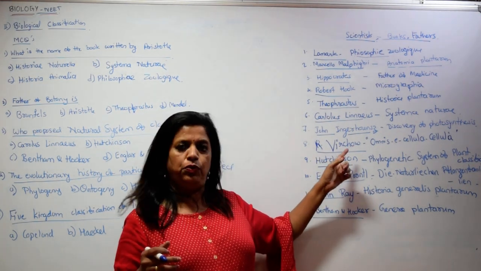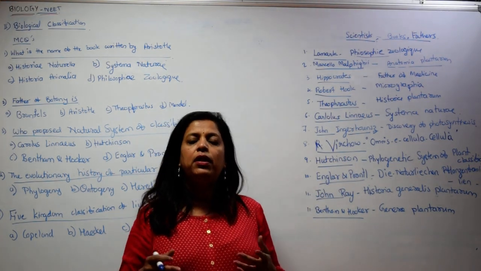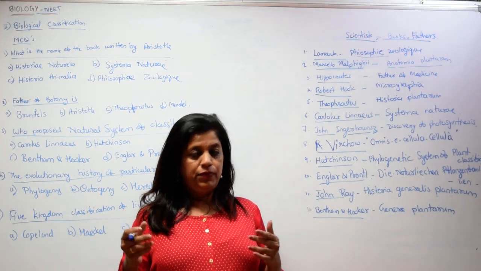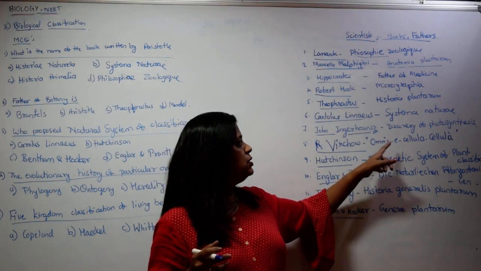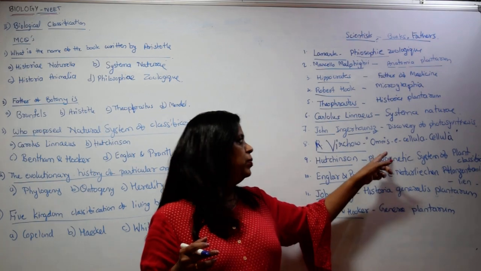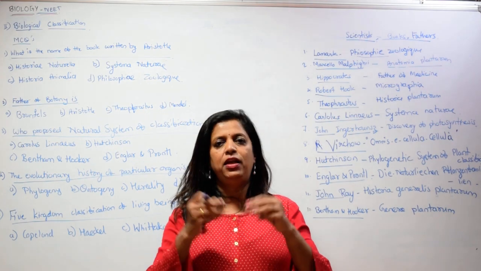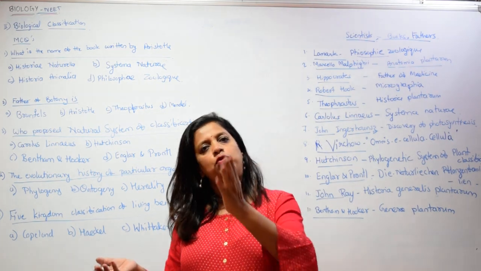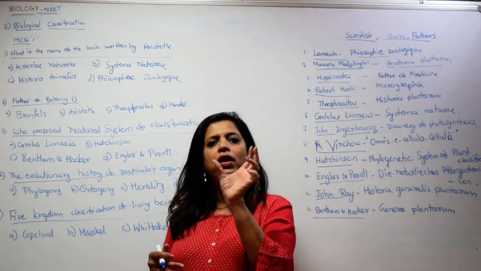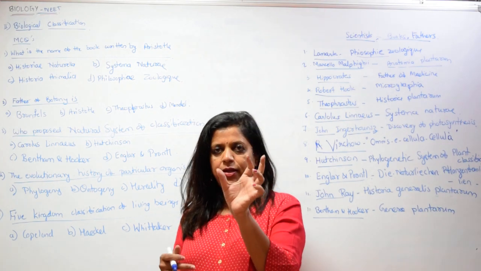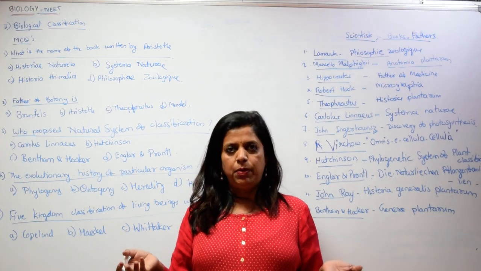Then R. Virchow, whose name you heard in one of your second PUC chapters, where you talk about the cell theory. R. Virchow gave one theory, its name is omnis e cellula cellula. It means the cell is produced from the pre-existing cell. One cell on division produces another cell. This sentence you will get many times in any of the books and previous exam papers you go through.